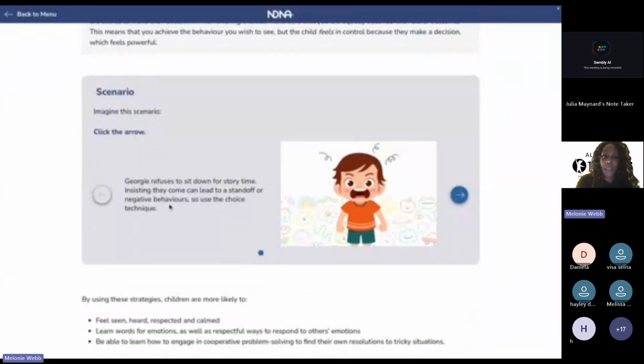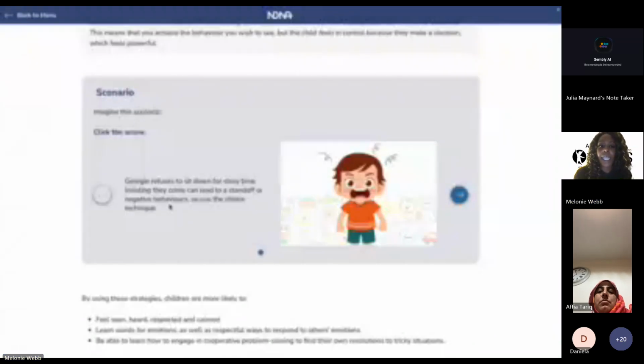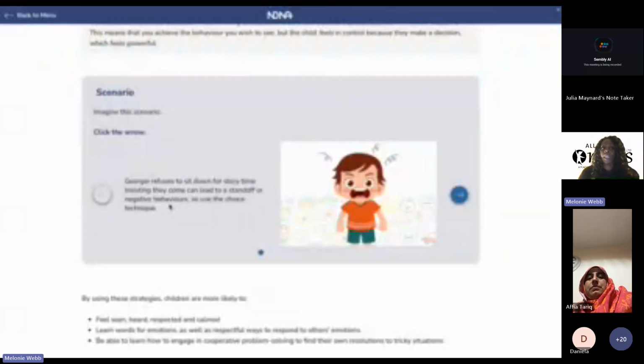So imagine this scenario. Georgie refuses to sit down for story time. Insisting they come can lead to a standoff of negative behaviours. So use the choice technique.